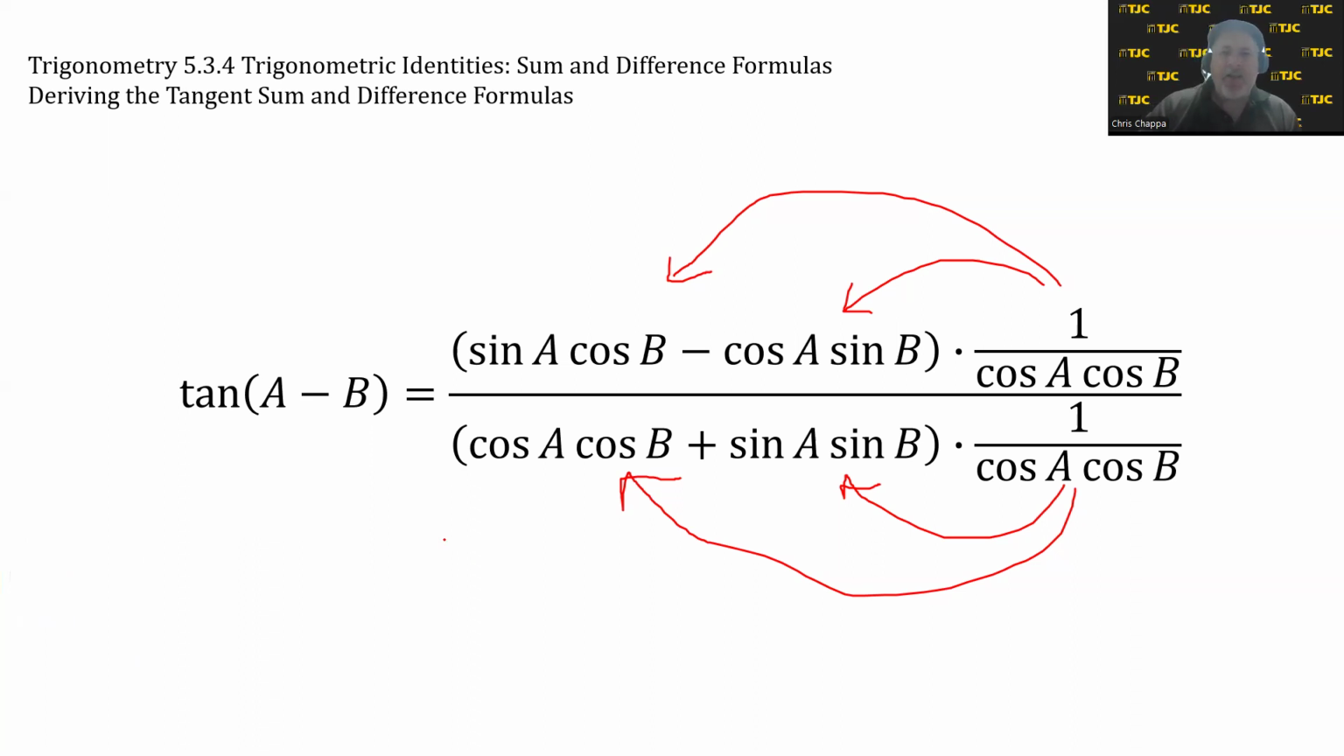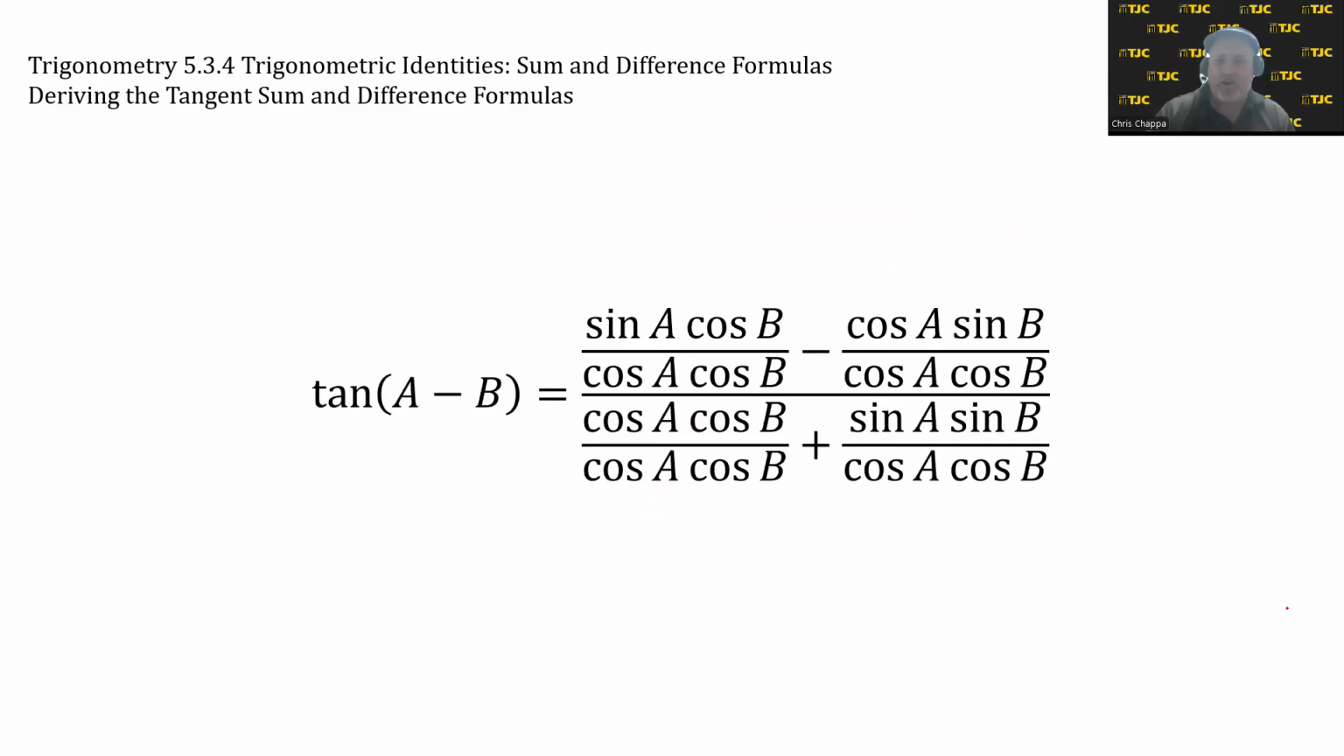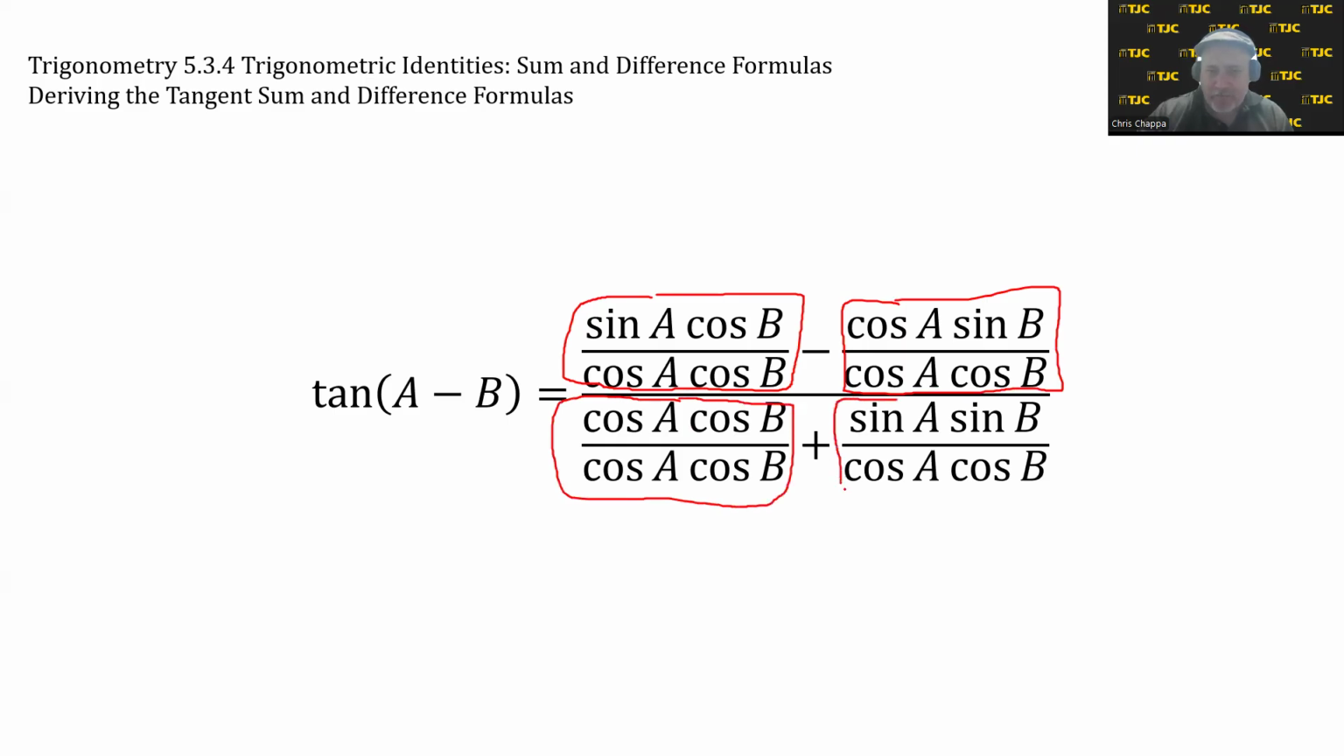But I digress. We're going to distribute that fraction, 1 over cosine A cosine B, across both the addition and subtraction problems inside the larger fraction and create something that looks like this. And again, this looks like a really hot mess that I'm making things worse. But if you were to focus on all 4 of these smaller fractions inside the larger fraction, you'll notice some nice things we can take advantage of.